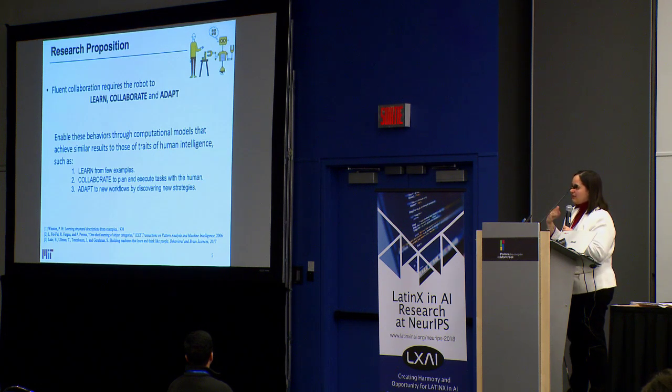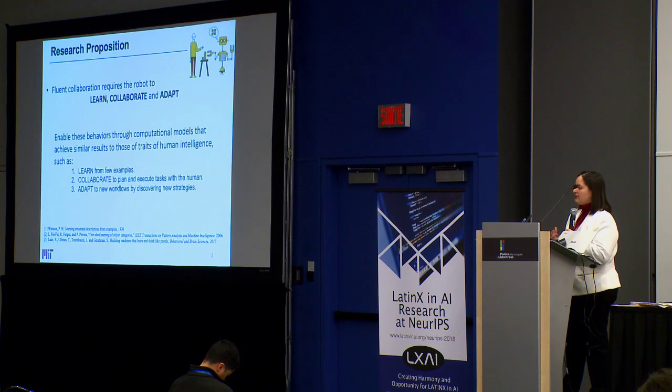So I will claim that some properties or traits of human intelligence that would be useful for collaborative robotics are the ability to learn these manipulation tasks from observing humans doing them, and then being able to execute that task that you learned from the human, now execute it together with the human. If you think about people, we can do this. You can teach me something, I see it, and then I'm even able to do it together with you, which involves understanding the steps and understanding that you could do some of those steps and I could do others. And finally, adapt to different workflows.